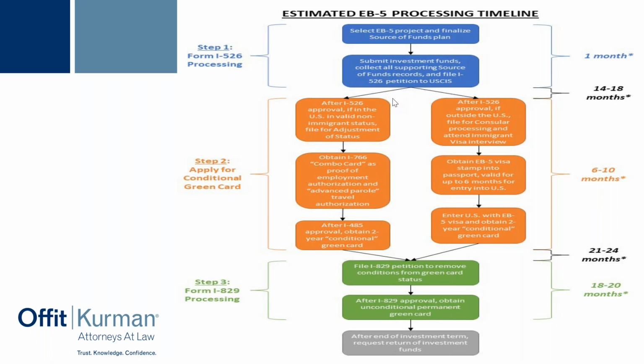Once that's approved, like we said before, this branches out into two different avenues. If you're already in the US, then you can file for adjustment of status, come down this road, or if you're outside, then you come down this road, which is applying to the consulate, and that's about a 6 to 10 month process. And then finally, after waiting about 21 to 24 months, that's the 2-year period, you apply for the I-829, and that then takes another 18 to 20 months.